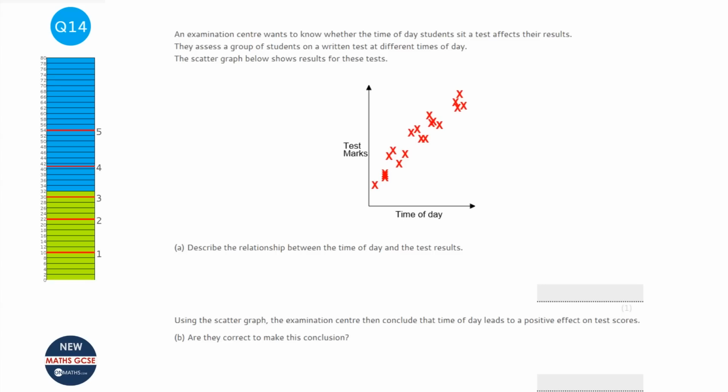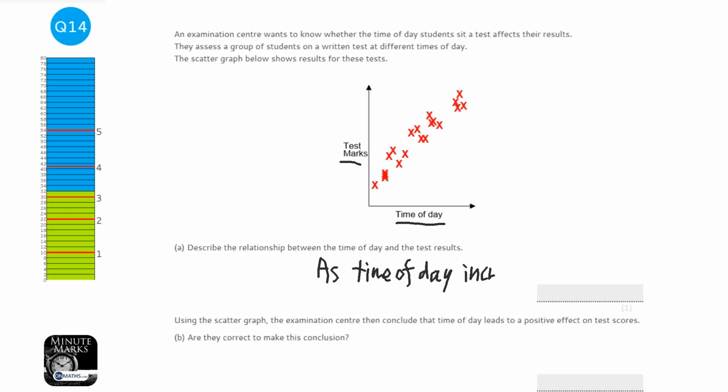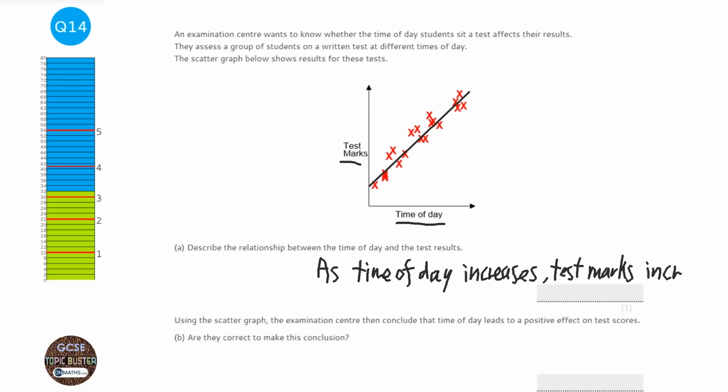When you're asked to describe the relationship between two things on a scatter graph, the sentence you need to write is, as this one increases, this one either increases or decreases. So as time of day increases, test marks, and because they're going up, it's a positive correlation, test marks increase.